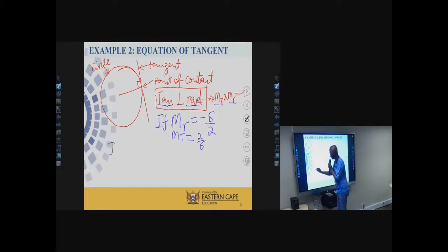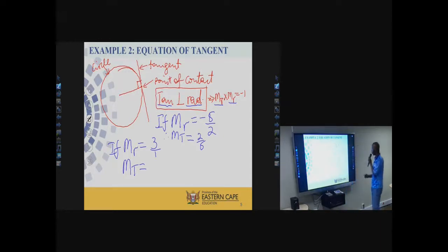So if you are having your gradient of a radius as 3, for argument's sake, positive 3, then you must recall that in mathematics, any number that is a standalone, it is divided by 1. So you must know that the denominator is always 1, but we don't write it. So which means the gradient of a radius is 3. What is the gradient of a tangent? The gradient of a tangent will be, this one was positive, we don't write positive, this one will be negative. This one was 3 over 1, this one will be 1 over 3. It is as simple as that.